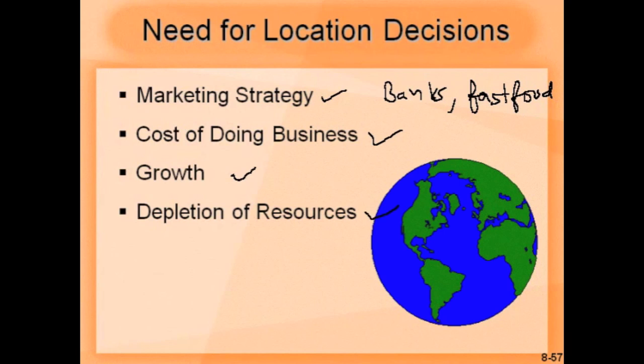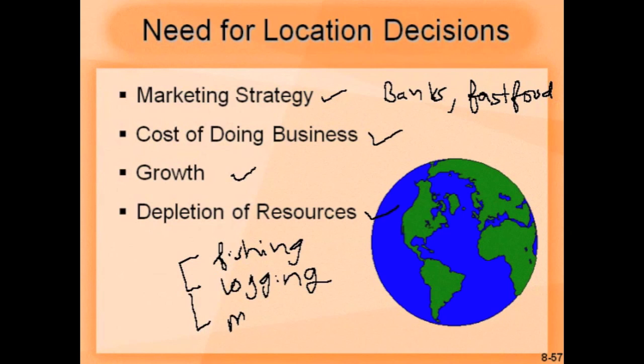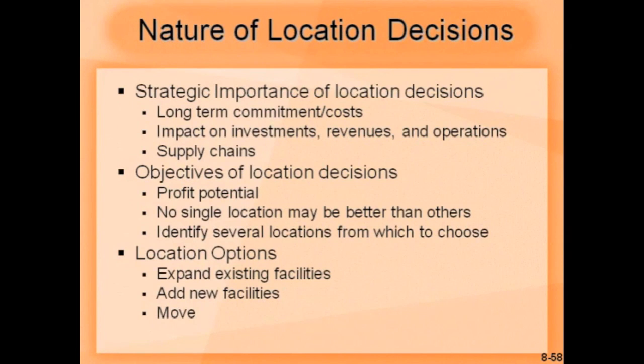Another one could be depletion of resources. There are many businesses where basic resources are the key to their success. Some examples could be fishing, or logging, or mining. So all these resources are limited, and as they get depleted, a company has to look for new areas or new locations. What is the nature of location decisions?